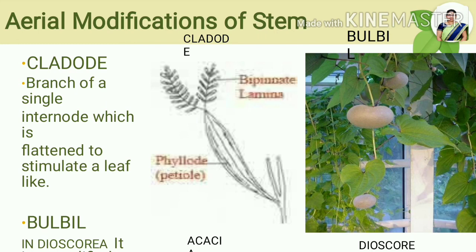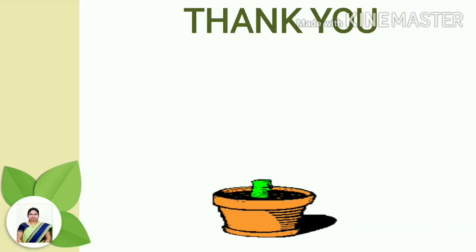Aerial modifications can also be observed in cladode and bulbil. Cladode, where the branch of a single internode is flattened, and bulbil, where we can see small nodule-like structures, as in case of Dioscorea. Thank you.